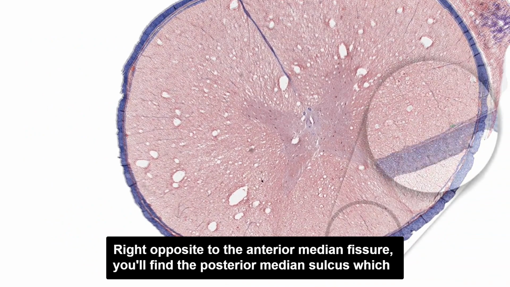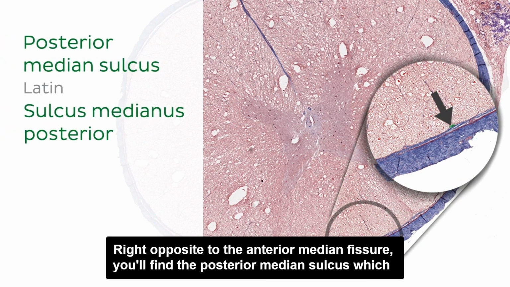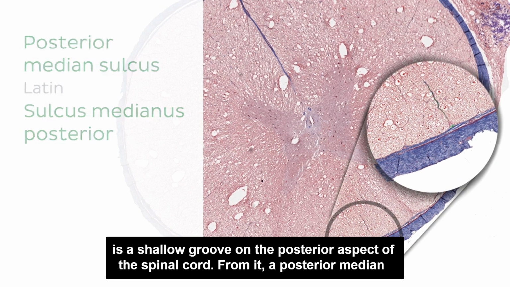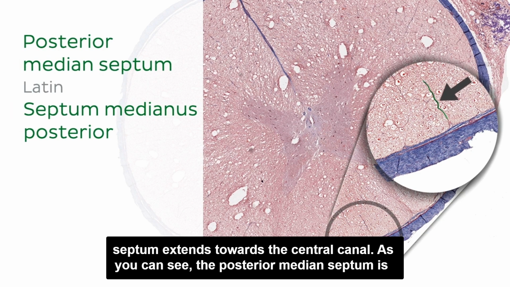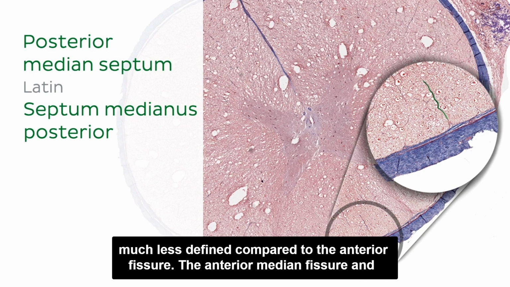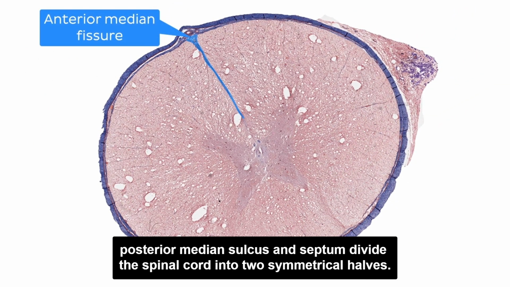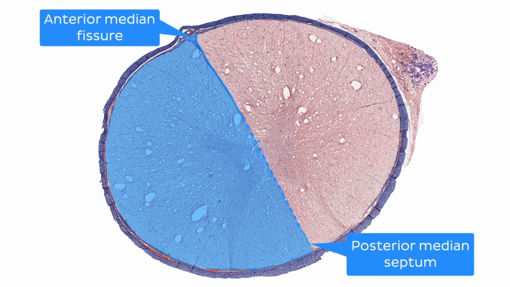Right opposite to the anterior median fissure, you'll find the posterior median sulcus, which is a shallow groove on the posterior aspect of the spinal cord. From it, a posterior median septum extends towards the central canal. As you can see, the posterior median septum is much less defined compared to the anterior fissure. The anterior median fissure and posterior median sulcus and septum divide the spinal cord into 2 symmetrical halves.